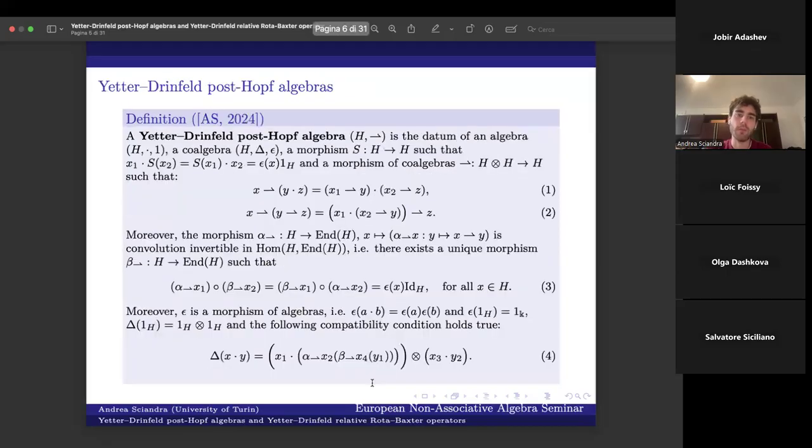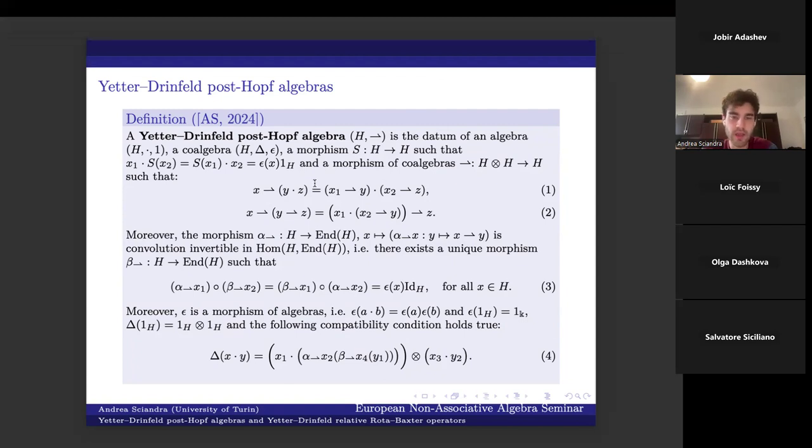So now we can introduce the notion of Drinfeld post-Hopf algebra. A Drinfeld post-Hopf algebra is just the datum of an algebra, which is also a coalgebra, equipped with a morphism S from H to H, which is a convolution inverse of the identity, and a morphism of coalgebras, the map from H tensor H to H, that satisfies 1 and 2. The first one just tells you that the product is linear with respect to this morphism. And the second one is the post-Lie-like associativity, as you can see.